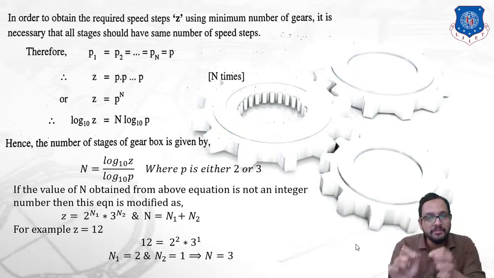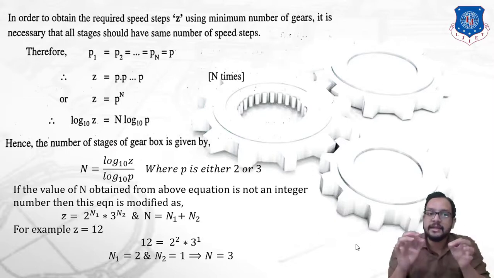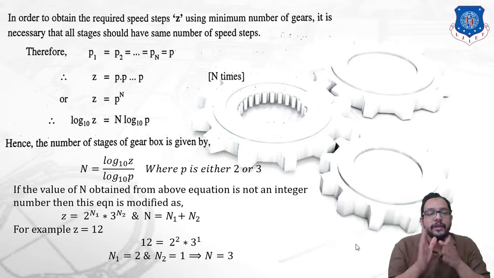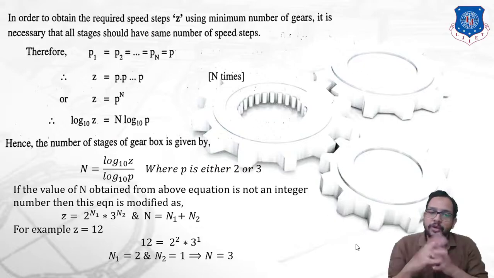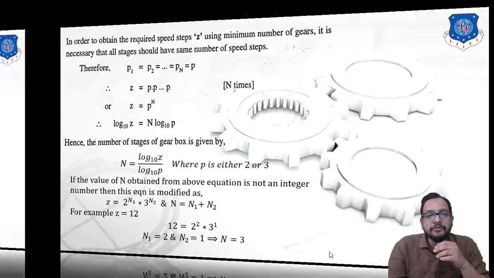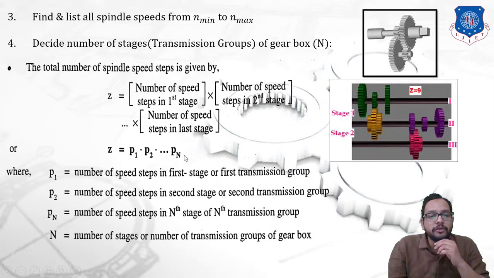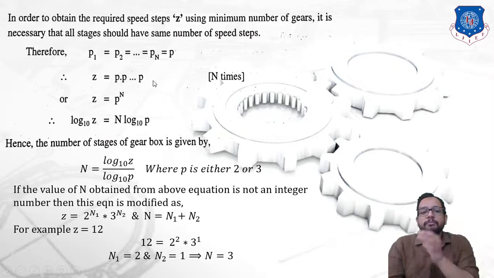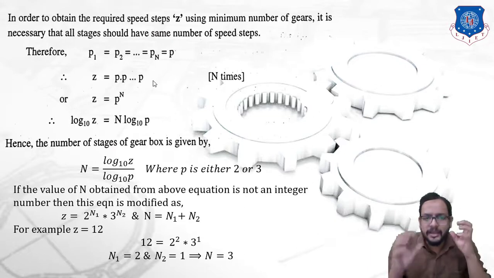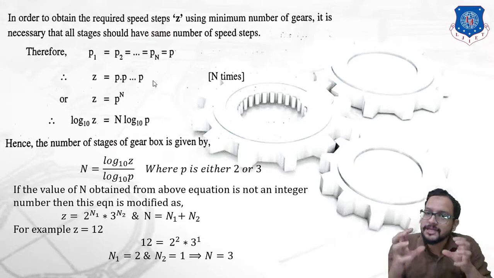Remember, to use the minimum number of gears, it is necessary that all the stages should have the same number of speed steps. So in the generalized equation, P1 is equal to P2, P2 is equal to P3, P3 is equal to P4, and so on up to Pn. Can I say that the previous equation, Z is equal to P1 into P2 into Pn, can be written as Z is equal to P into P into P? Why are we writing P into P into P? Because we are considering that in each stage the number of speed steps would be the same.